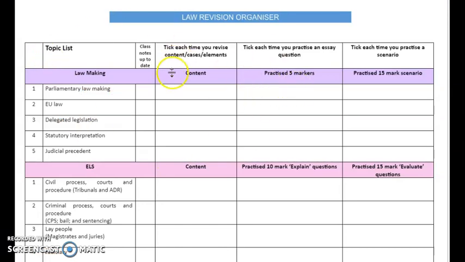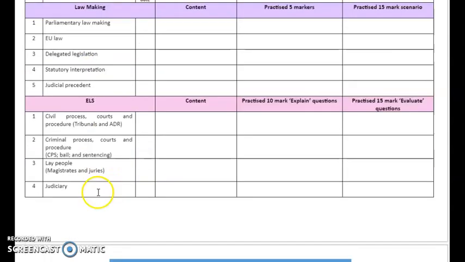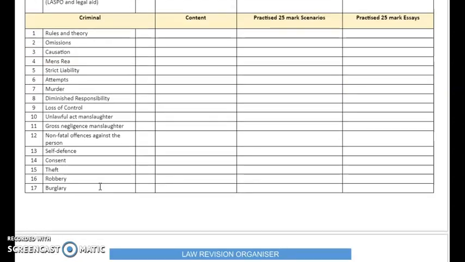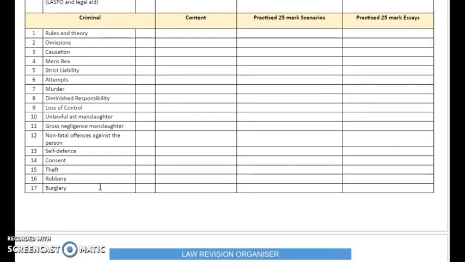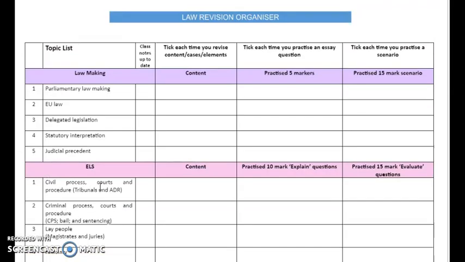It's just a really simple Word document, but what you can see is I've gone through a topic list. So lawmaking, the different topics there, English legal system, the different topics. I've done it for criminal law, tort law and contract because they're the areas that I taught my students. And then I've created columns where you can put a little tick each time you've revised the content. So if you've revised facts or cases, put a little tick next to that when you've done it.